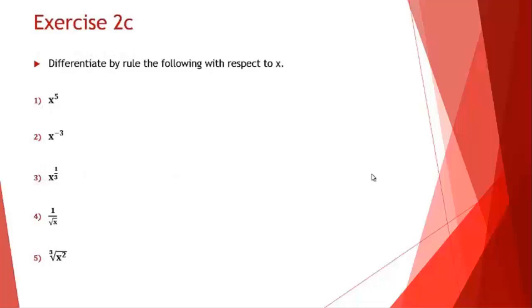Now try out these questions by yourself. Differentiate by rule the following with respect to x. So we have x to the power 5, x to the power negative 3, x to the power 1/3, 1 over root of x, and then cubic root of x squared. So if you try out these questions, you will get answers like this.